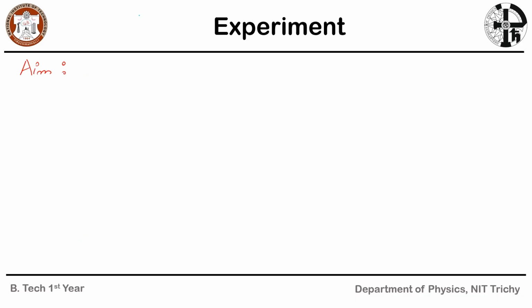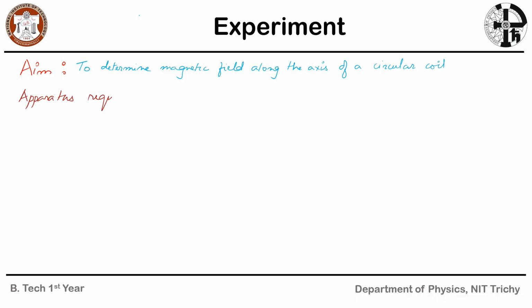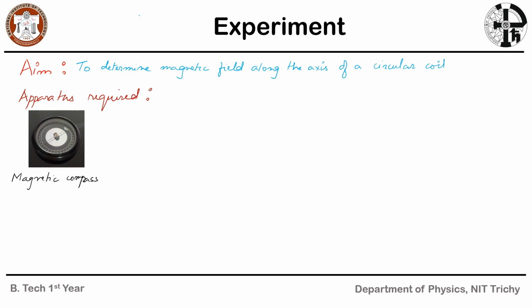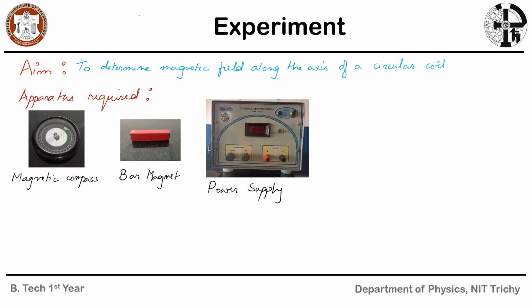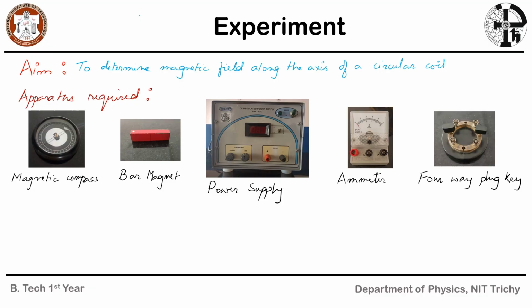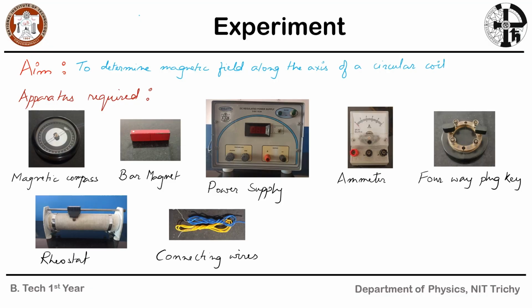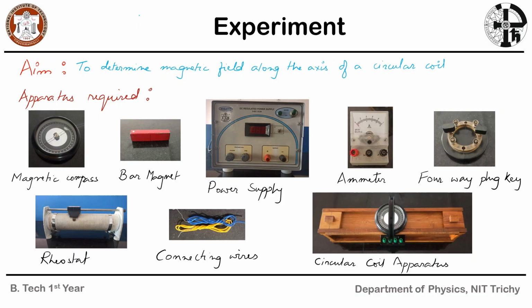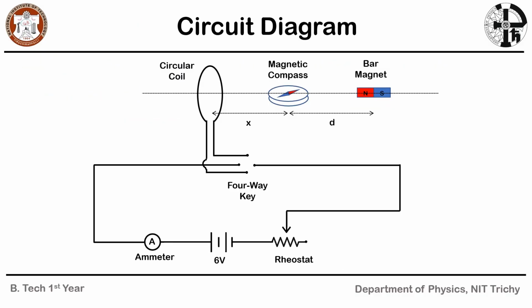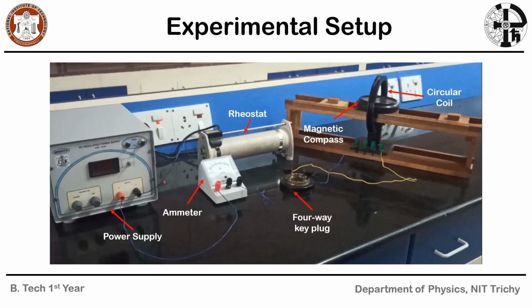The aim of the experiment is to determine the magnetic field along the axis of a circular coil, and the apparatus required are magnetic compass, bar magnet, power supply, ammeter, 4-way plug key, rheostat, connecting wires, and the circular coil apparatus. This is the schematic diagram representing the connection between different components. This is the picture of the arrangement of the experiment in the laboratory.